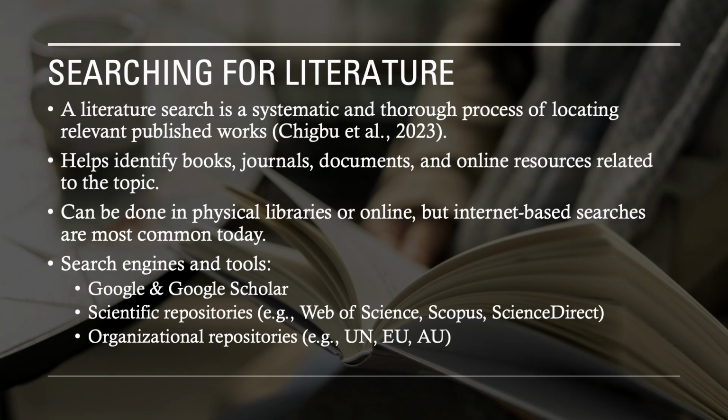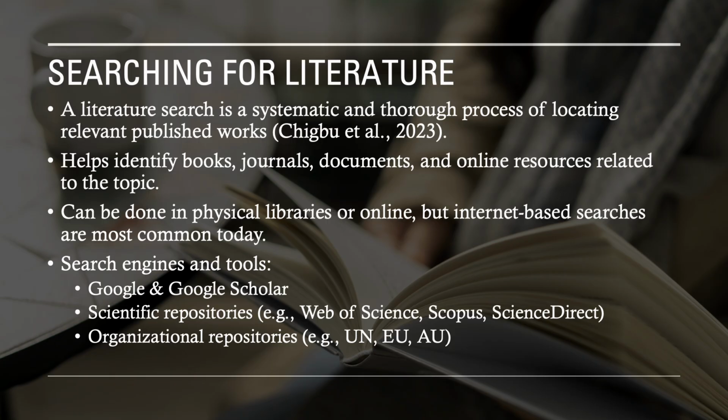A literature search refers to a systematic and thorough process of finding relevant published works. According to Chigbu et al., 2023, it involves locating scholarly evidence on a topic through books, journals, government documents, and digital sources. While traditional library searches are still possible, most searches today are completed online because they are faster and more convenient. Tools like Google and Google Scholar can be used, but scientific repositories, such as Web of Science, Scopus, and ScienceDirect, often provide more structured and high-quality academic materials.